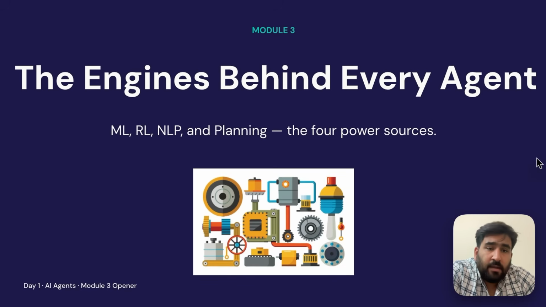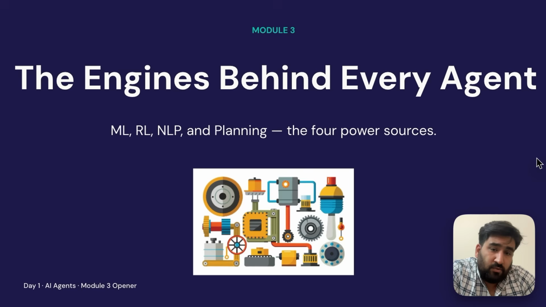Let us begin. So module 3, the engine behind every agent. What is this about? Look at the four icons on the screen, or the four titles, which are machine learning, reinforcement learning, natural language processing, and planning. These are the four power sources of modern agents.